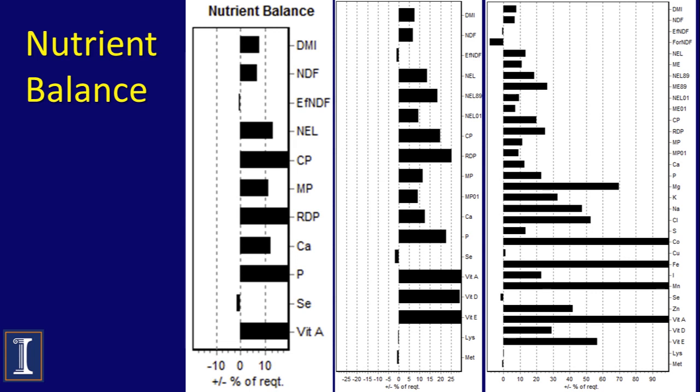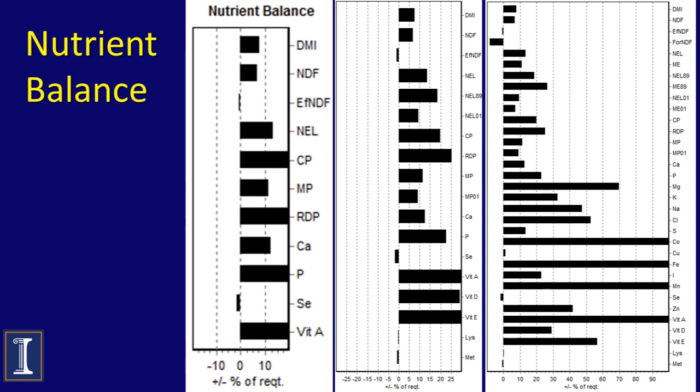You can then go over to the next one and expand this column and add more nutrients to it. And so you get a bigger view, and now you can see the scale has been expanded from minus 25% of requirement to 25% of requirement. Remember, this is NRC. And then finally, you can look at them all. And that's what you have on the right side here.